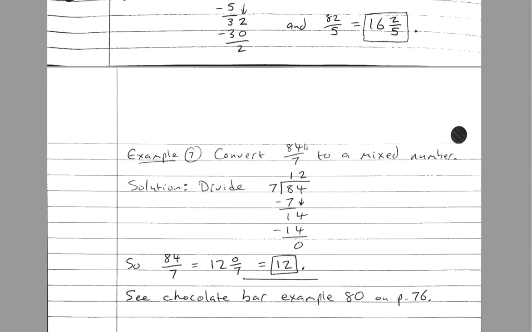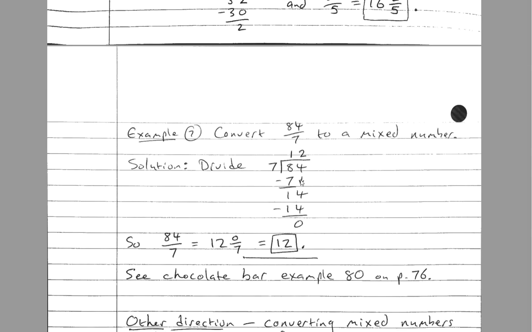Okay, how about 84 sevenths? Can we convert that to a mixed number? We can do it the same way. We're dividing 7 into 84. Another long division. We get 12, and this time the remainder is 0. So 84 sevenths is equal to 12 and 0 sevenths. Again, the quotient is 12, the remainder is 0, put it over 7.